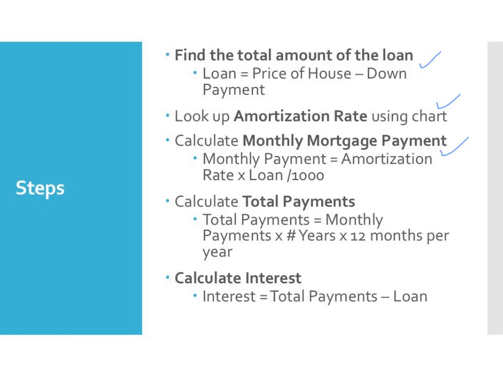And then the next step is to find out the total amount of payments. So that is going to equal our monthly payment that we just found in the above step, times 12 months per year, times the number of years that we're paying it off for.